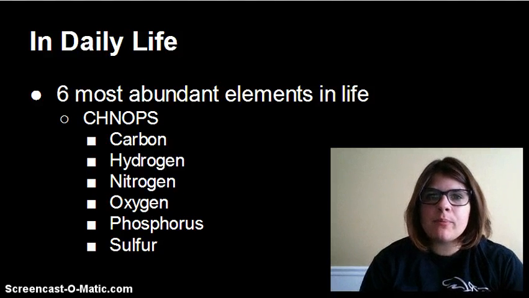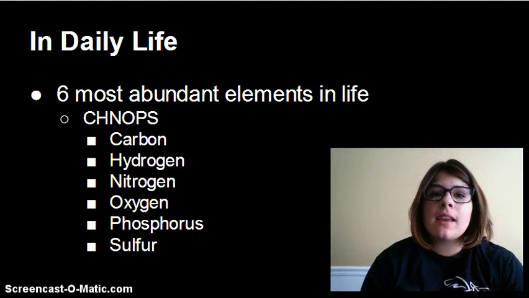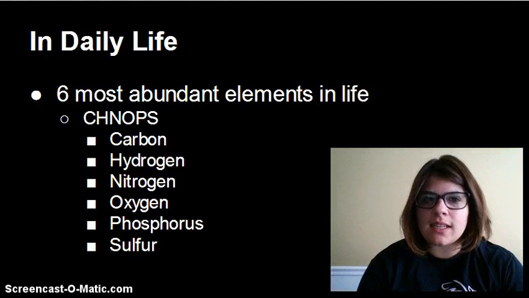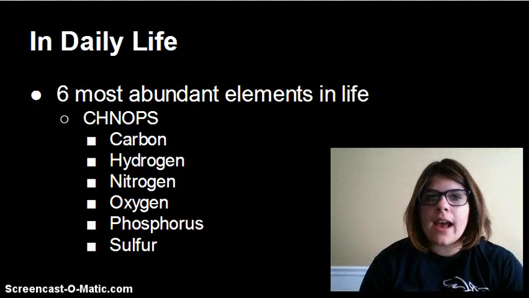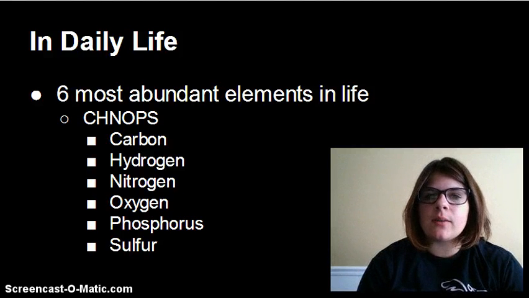What do we consume them in? Proteins, lipids, carbohydrates, and nucleic acids. You also may find trace elements that you need, like iron or iodine. We don't get as much of those, but we still do get a good amount.